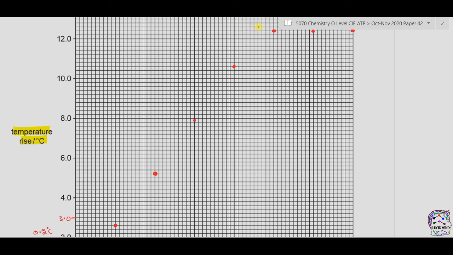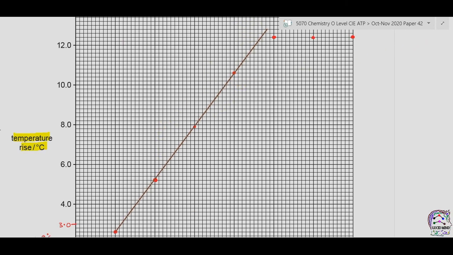Now let's draw a straight line through the first 4 points. Now we can see that the line has been drawn through the first 4 points, and it has also been extended a little bit. Now the second line has also been drawn through these 3 points and it has been extended.